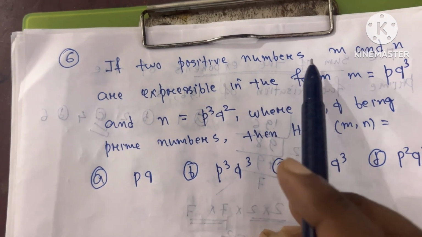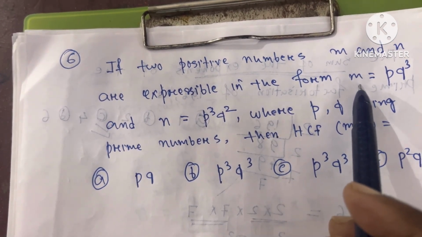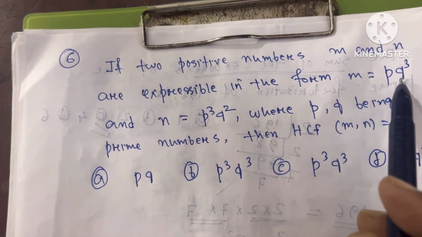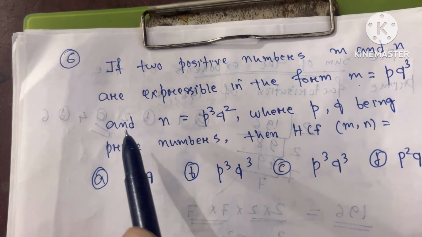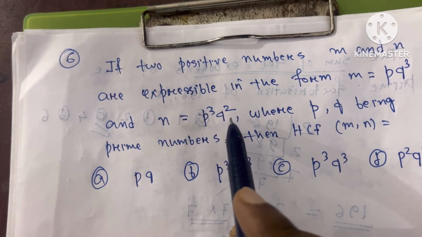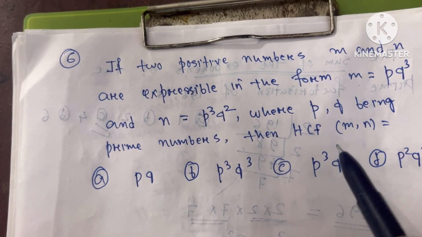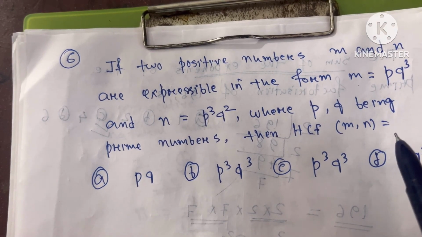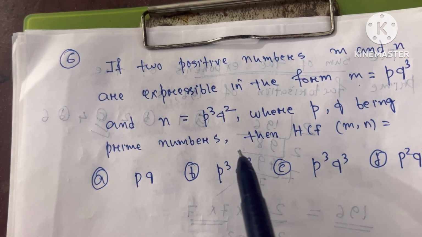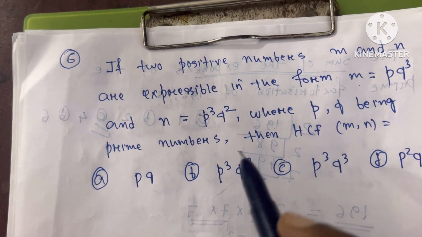If two positive numbers m and n are expressible in the form m = p q³ and n = p³ q², where p and q are prime numbers, then the HCF of m, n is equal to what? Same like question number 5, where you found the LCM; here you need to find the HCF.